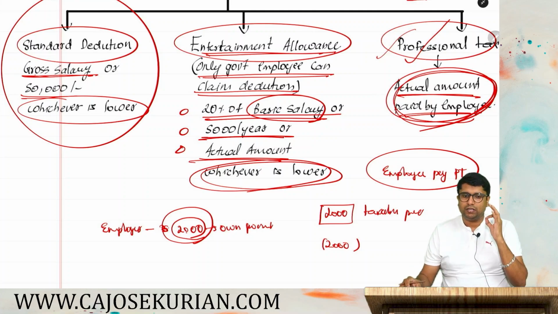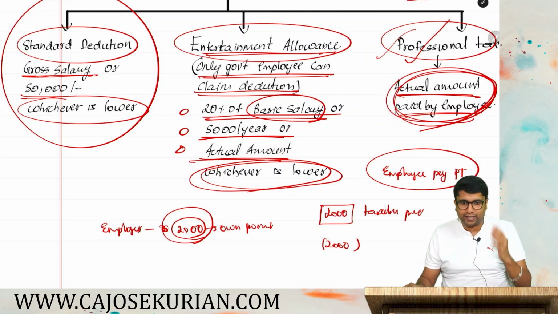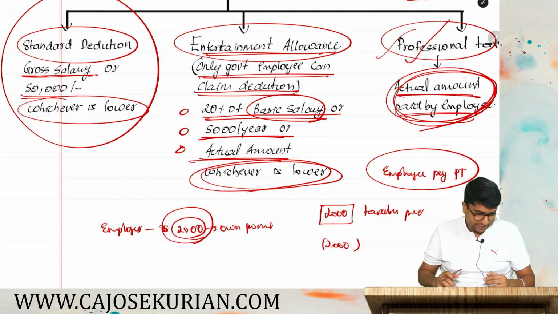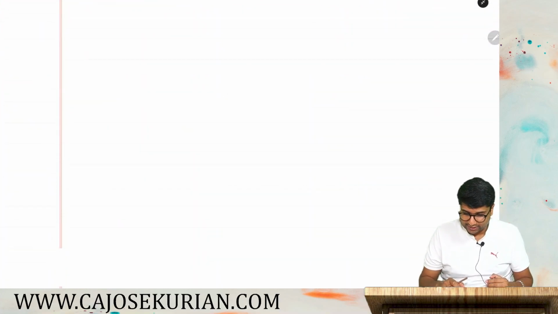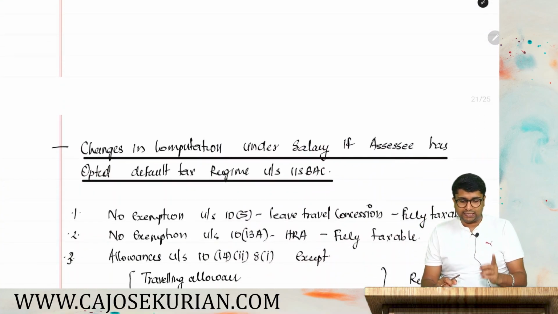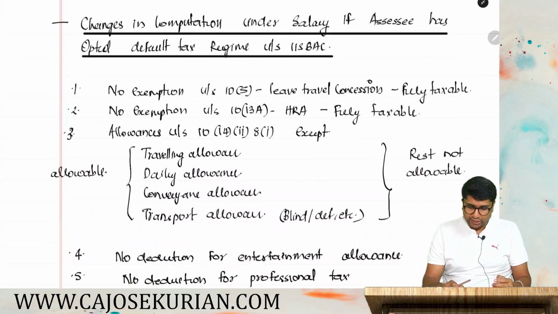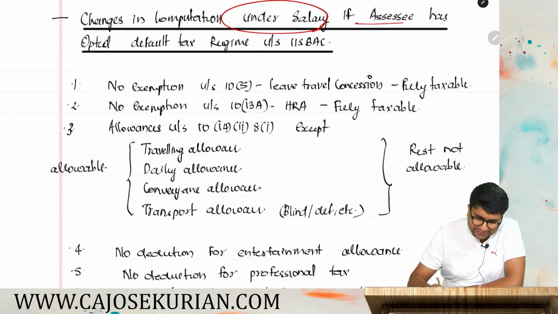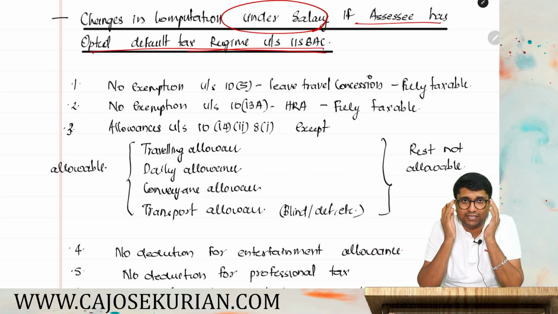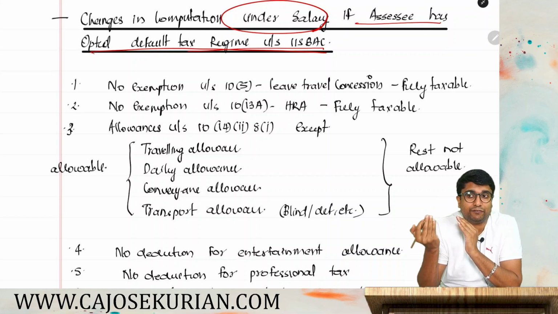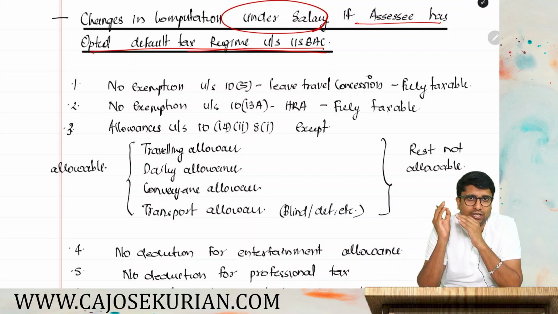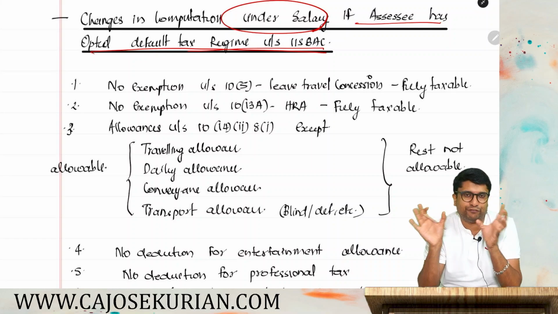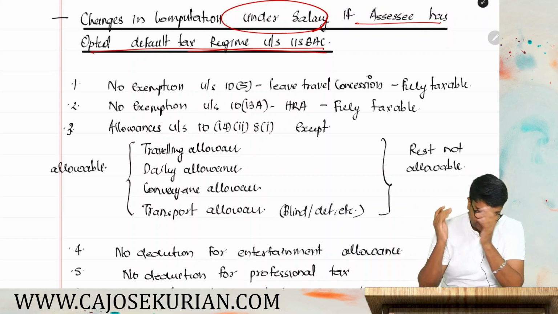So I hope you are with me. You are able to follow what I'm saying. So moving on with the next thing, that is all about the deductions. This is how you have to compute the income taxable under the head salaries. Now friends, let's understand one more thing. Changes in computation under the salary if the assessee has opted for the default tax regime under 115BAC. Say the employee is paying taxes under 115BAC, that is the default tax regime. How do you compute the income from the head salary? What are the differences? Let's understand in this manner.